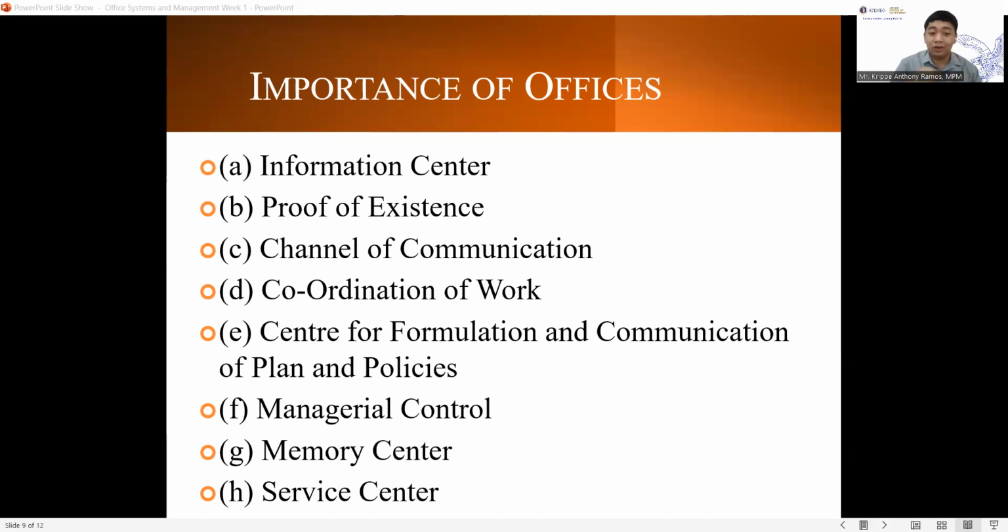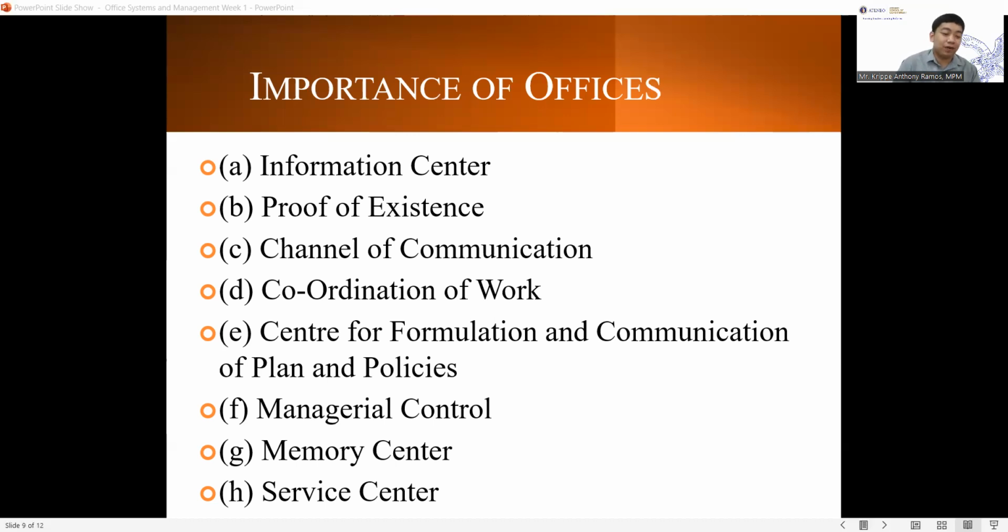So how will you be able to transact with your co-employees or co-workers? Syempre, kailangan may opisina. At dahil sa opisina, doon nagiging channel or nagiging medium ng inyong communication. Mas madali makipag-usap, mas madali makipag-meeting kung sakaling merong opisina.